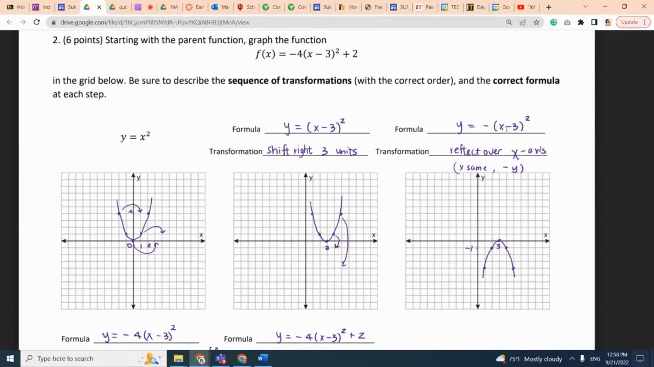Okay, and that's why here, reflection over the x-axis, this x is the same, the y we have a minus sign in front of it. So that's why the point (3, 0) stays here, and then the (4, 1) flips to (4, negative 1), and the (5, 4) flips to (5, negative 4). Is that okay, everybody?